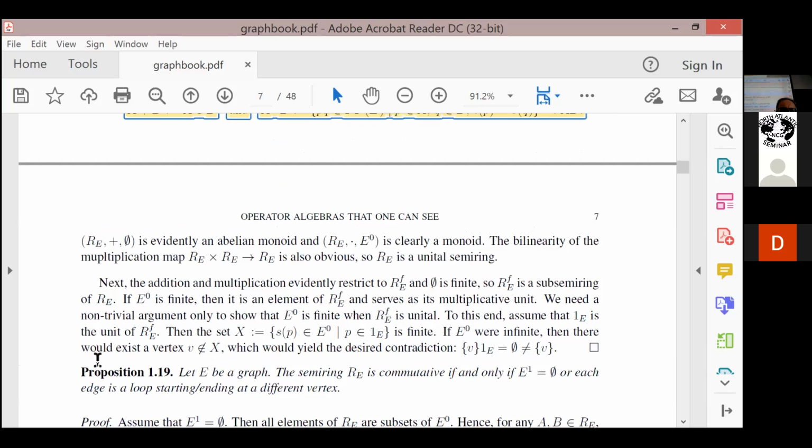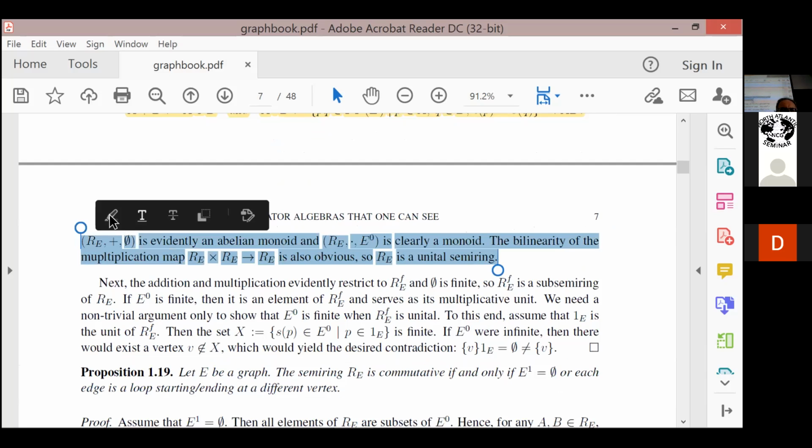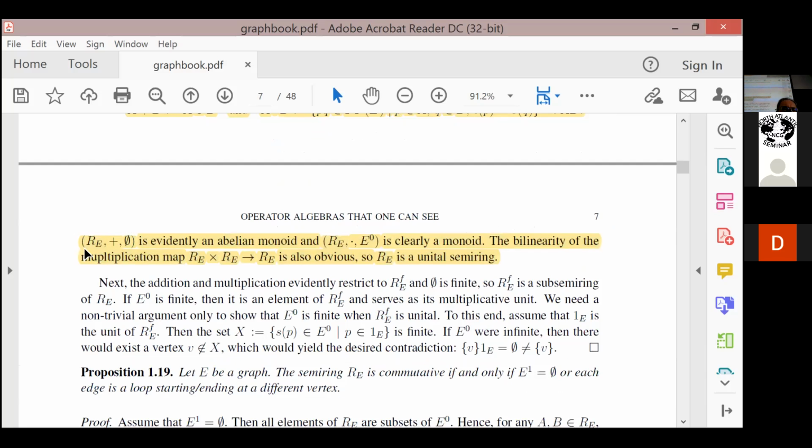And as I warned you, most of the claims are completely obvious. So when I take my set RE with the addition defined as the set union and with the empty set as the neutral element, it's evidently an abelian monoid. Nobody protests it, I guess, right? Set union is obviously commutative. Taking a union with the empty set doesn't change the element. So that's evidently an abelian monoid.